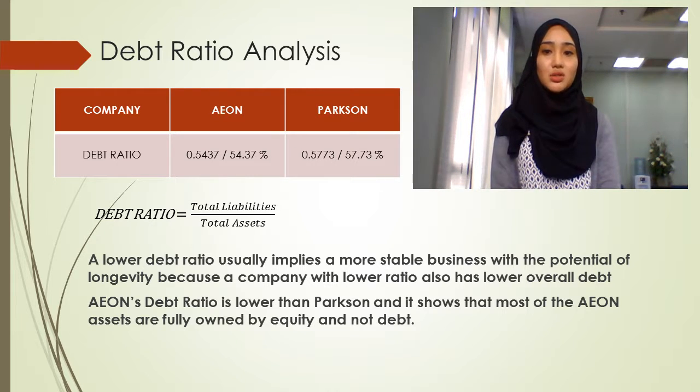a company with a low ratio also has a lower overall debt. Aeon's debt ratio is lower than Patson's and it shows that most of Aeon's assets are fully owned by equity and not debt.